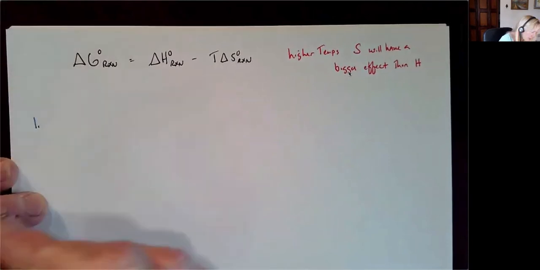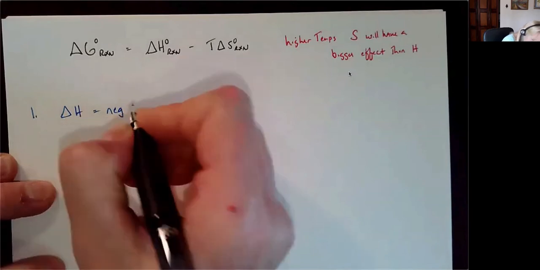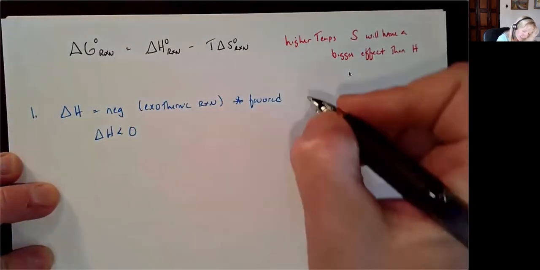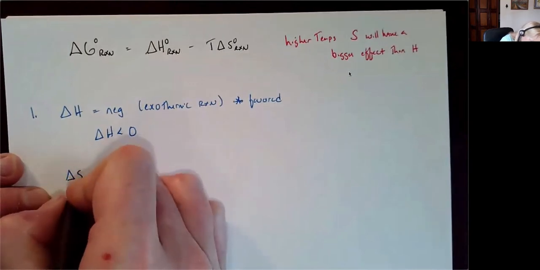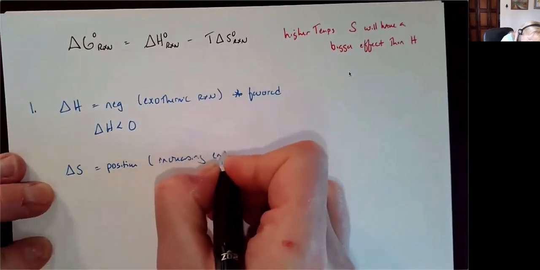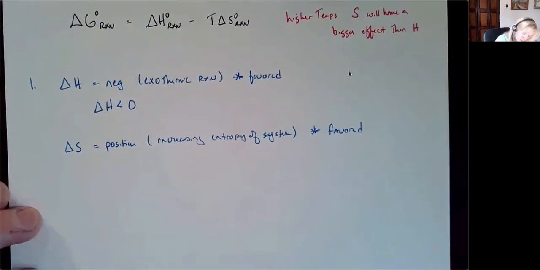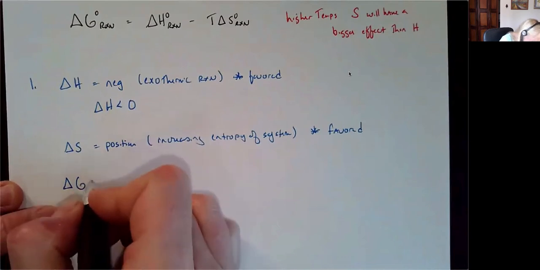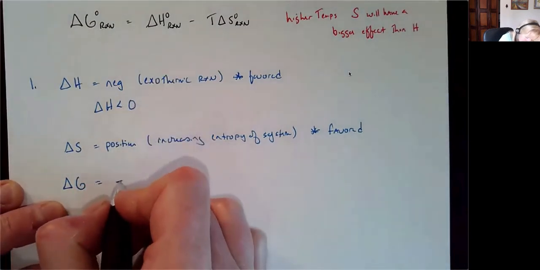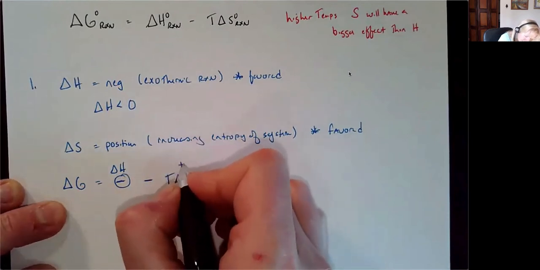In my first one, I have a delta H that's a negative sign. So this would be an exothermic reaction. It's favored. And let's say I have a delta S that's positive. This means that I'm increasing the entropy of the system, and that's also favored. Then if I plug these in, delta G is going to be equal to my delta H, which is negative, minus T delta S, and S is positive.